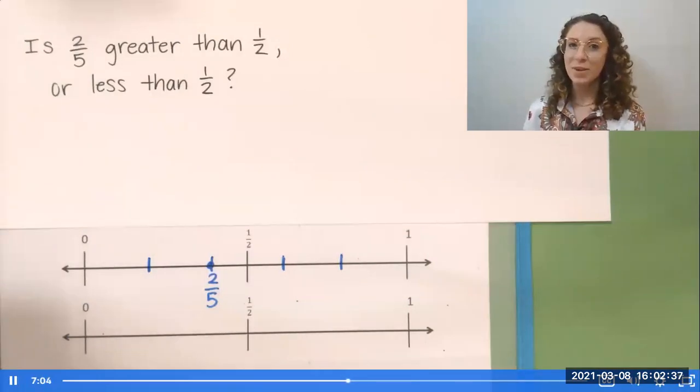Here's 2/5 on my number line. Where is yours? Are ours in about the same place? It looks like 2/5 is less than 1/2.